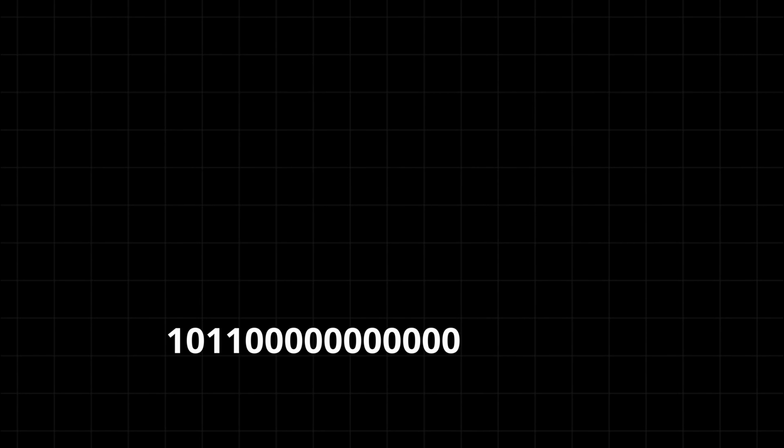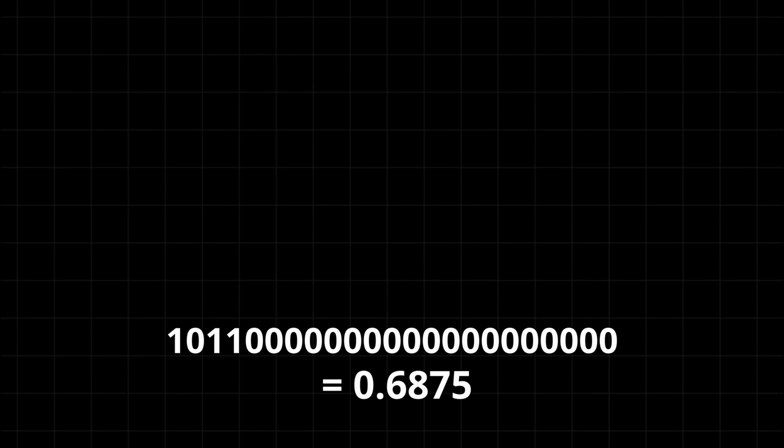So for example, if our number is 1011 followed by the other 19 zeros, that would be equal to 0.6875, but then we add 1 to our final total, so it would be equal to 1.6875. Now for the formula that actually ties our number together.